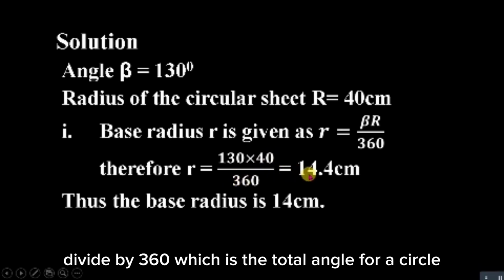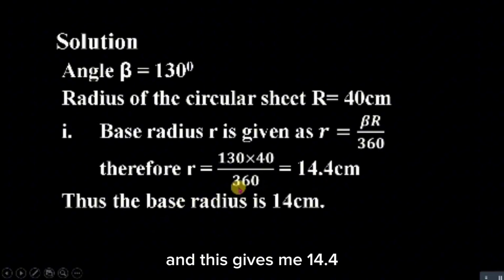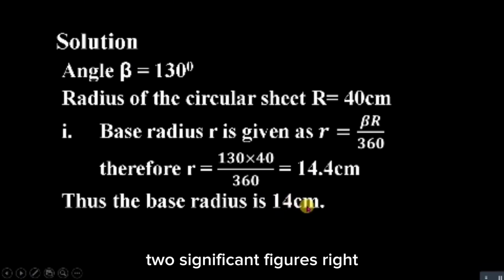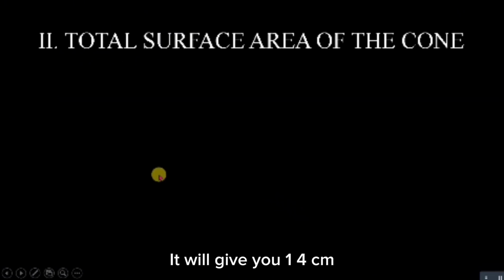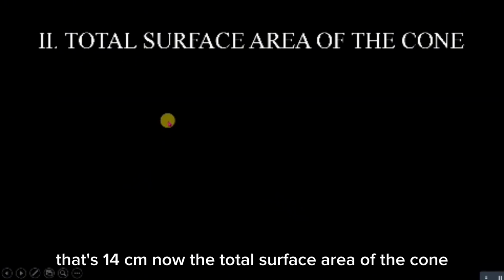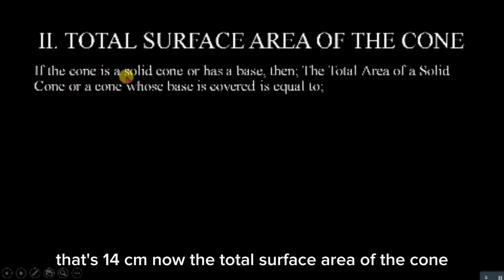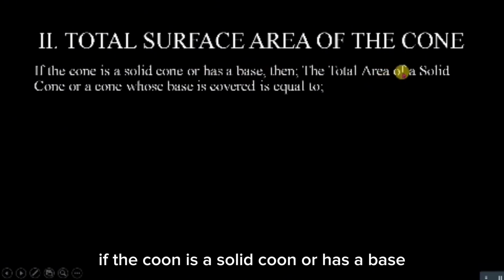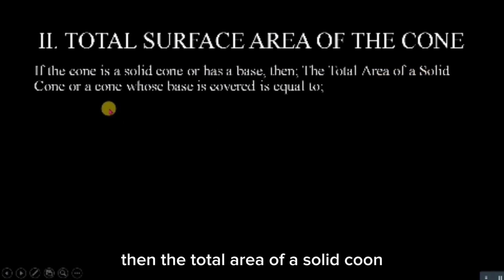Then running it to two decimal places will give me two significant figures, rather, will give me 1.4 centimeters. That's 14 centimeters. Now the total surface area of the cone, if the cone is a solid cone or has a base, then the total area of a solid cone, or a cone whose base is covered, is equal to the curved surface area plus the area of the base.